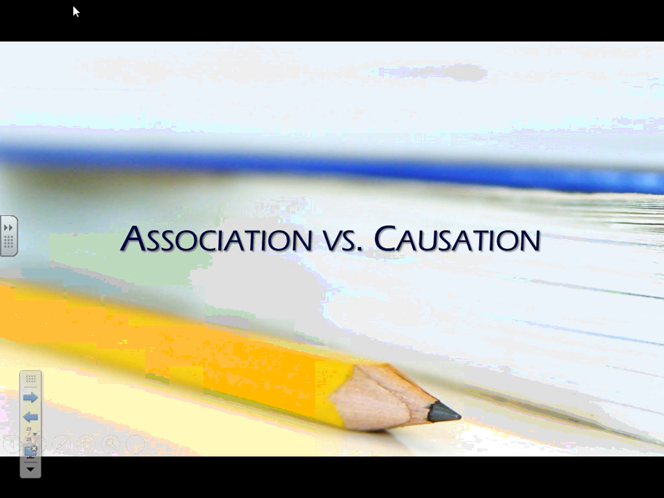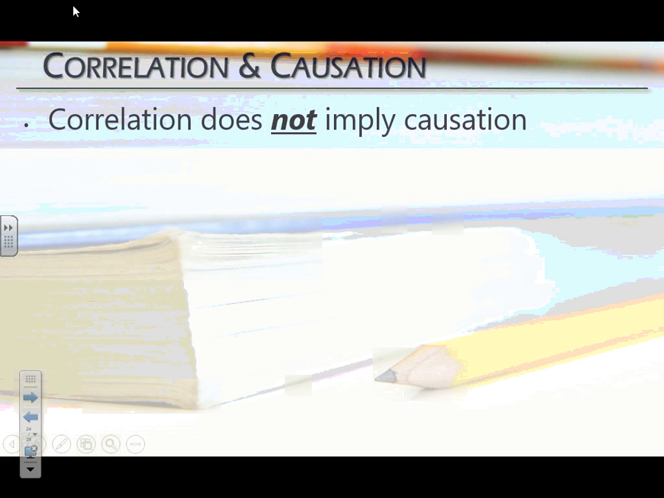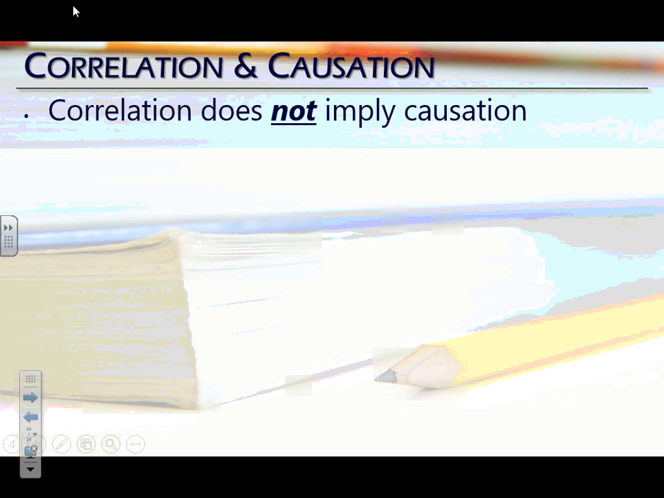Association versus causation. As we're talking about these scatter plots and how these variables relate to one another, you may have noticed I talk about relationships and associations. Relationship and association mean the same thing. So when we look to see if two variables have a relationship, we're looking to see if the two variables have an association. And that does not mean that that association is necessarily cause and effect.